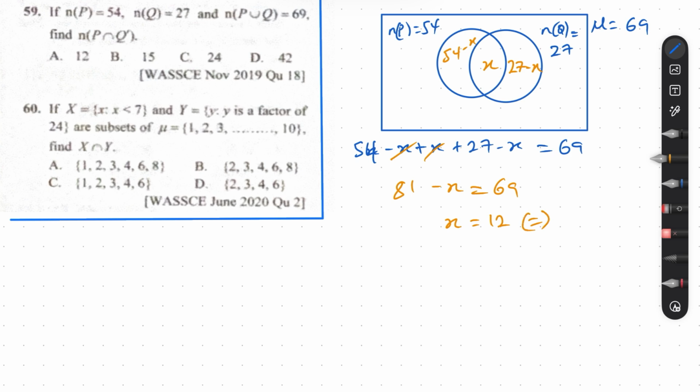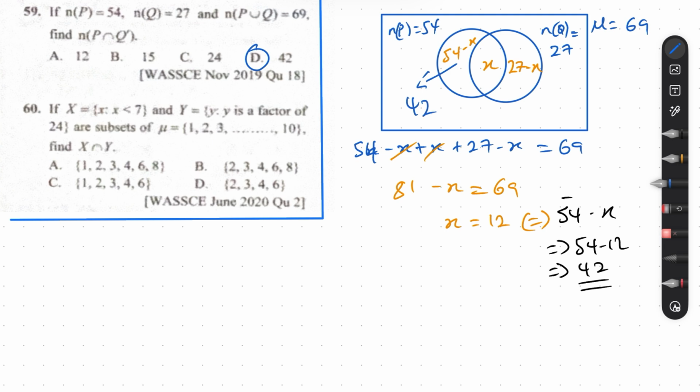So now we can find P only, the region we are trying to find here, which is 54 minus X. We know X is 12, so 54 minus 12. Okay, so our answer is 42. So the answer we have is 42. This side here is 42. Okay, cool. Now let's go to question number 60.